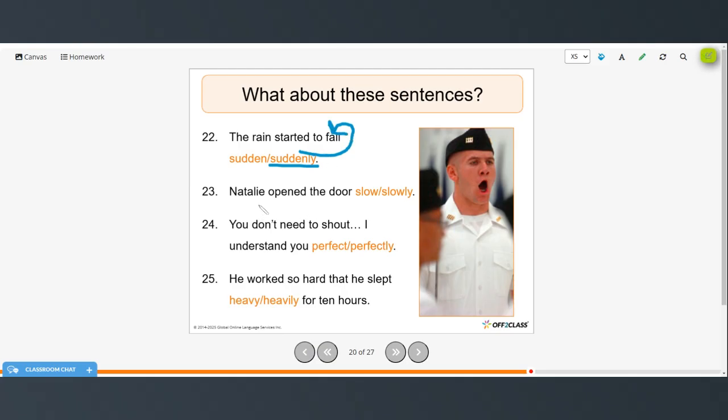Natalie opened the door slowly. So this is modifying the verb opened. You don't need to shout. I understand you perfectly. So perfectly describes understand. And he worked so hard that he slept heavily for 10 hours. So it's describing how he slept.